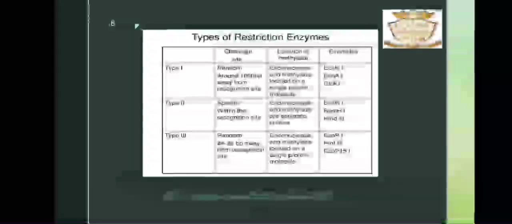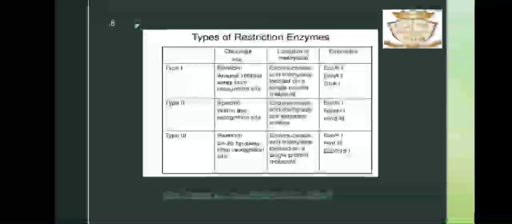This is a table regarding the cleavage site, location of methylase, and examples of type 1, 2 and 3 restriction enzymes.